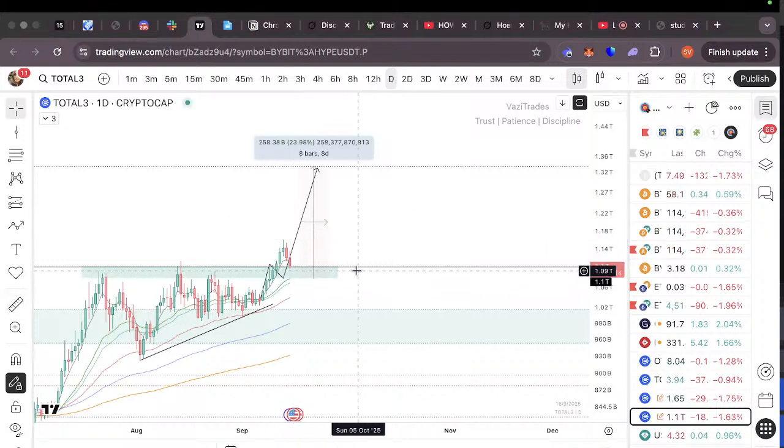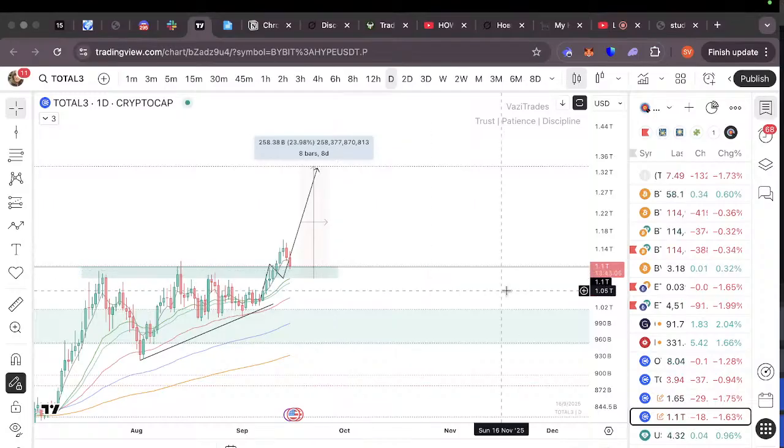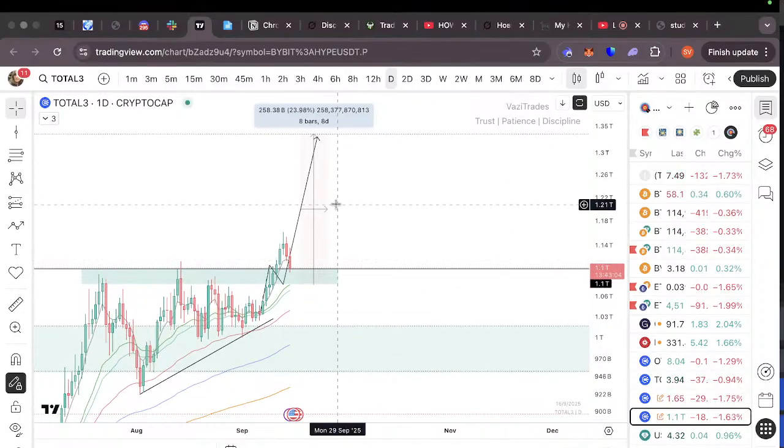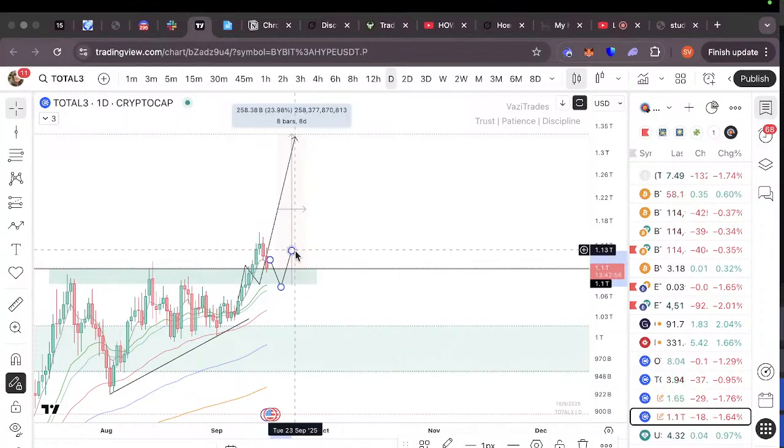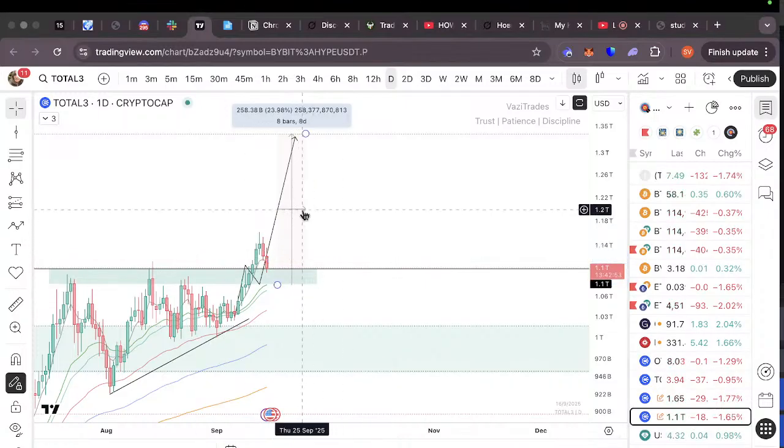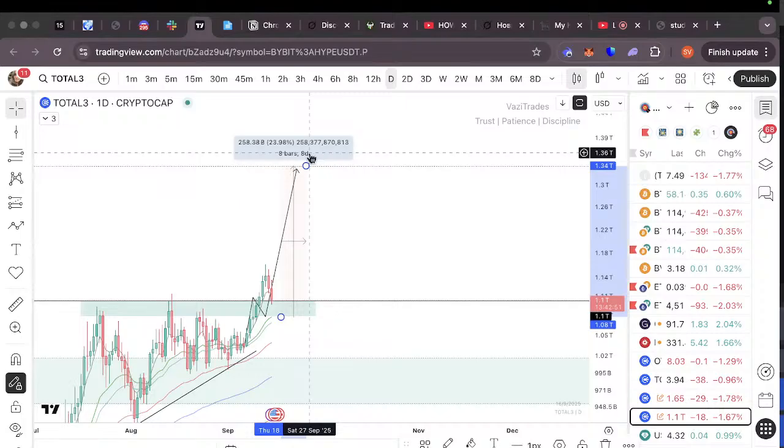Right now it's coming back to retest this breakout zone. So now this zone should stand as a support, which means price should, even if it gives a deeper pullback, return back above 1.1, and then we can expect a crazy run of 23-24%.